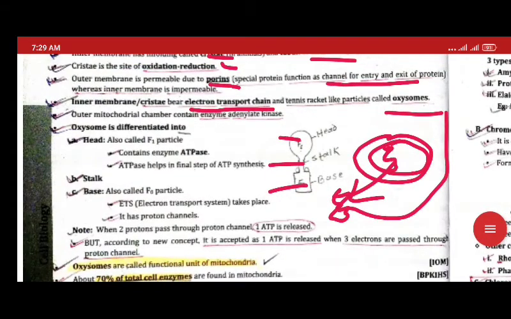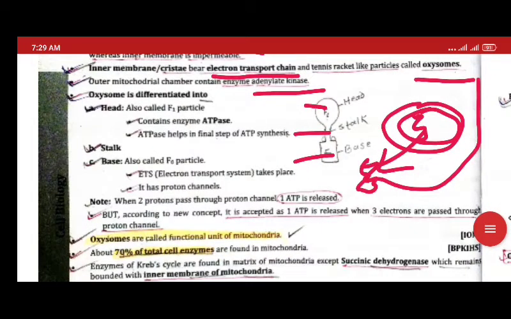So here we will go through it. Now the outer mitochondria contains what? Adenylate kinase enzymes. And the oxysome is differentiated into head, which is called what? F1 particles, and base, which is called what? F0 particles. Base is F0 particles, whereas the F1 particle is for the head. F1 particle is for what? ATP synthesis, and this is the final step of ATP synthesis, in the head.